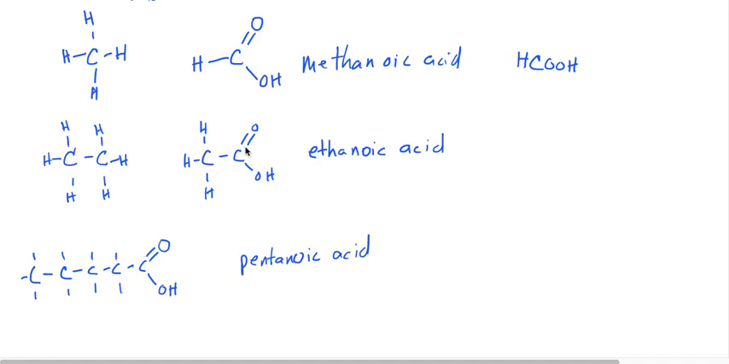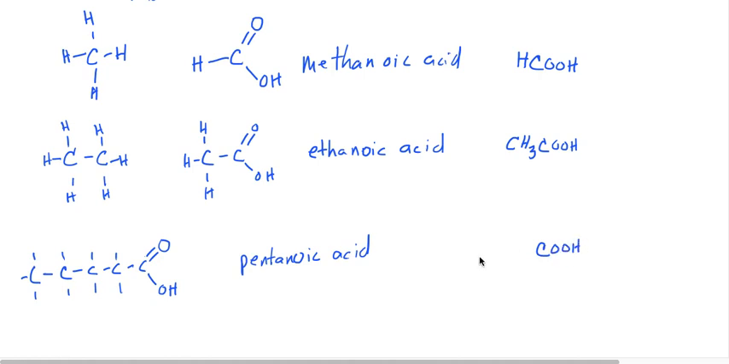Let's try that again. Here's the COOH. And then we put the rest of the molecule. So all of this right here, every bit of this, is the R group. That's CH3. So we come over here and put CH3. And then there's our formula for ethanoic acid. And then right here, pentanoic acid, COOH.